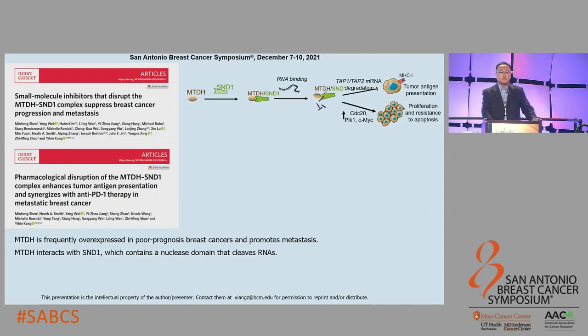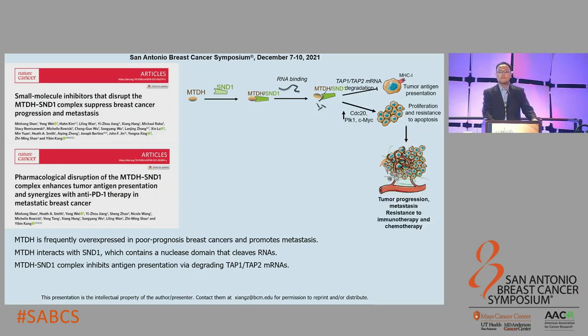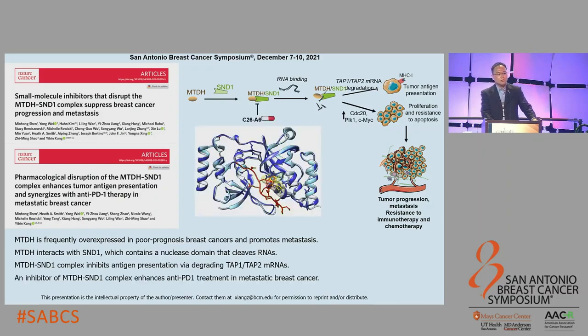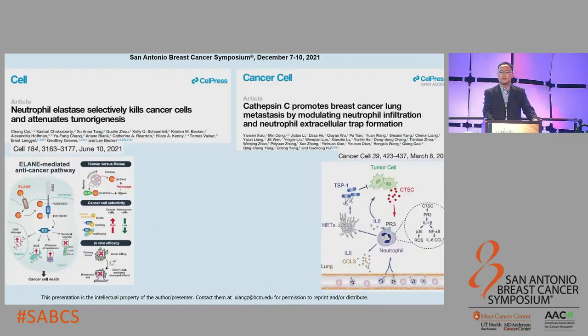MTDH is long recognized to have a role in breast cancer metastasis by Dr. Yibing Kang's previous work. They interact with SND1, which is a nuclease. And the two together cleave RNAs, including the type 1, type 2 messenger RNA, part of the antigen presentation machinery. And as such, the tumors can escape immunosurveillance, and they do not respond to immunotherapies. But using a new compound, they can target this complex to restore the sensitivity of tumor to anti-PD-1 treatment.